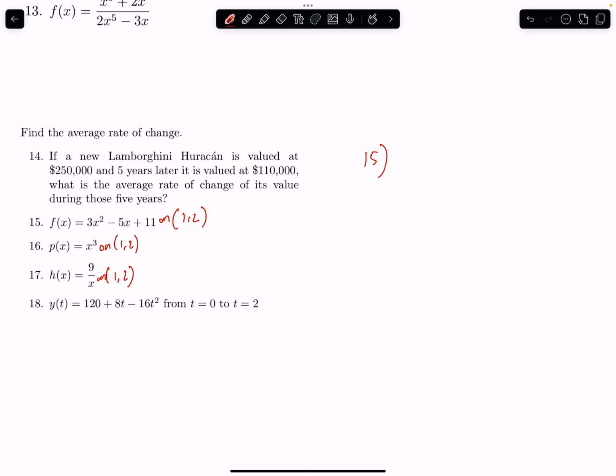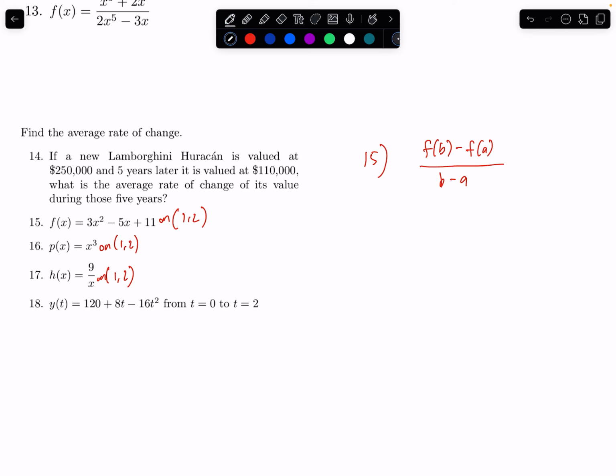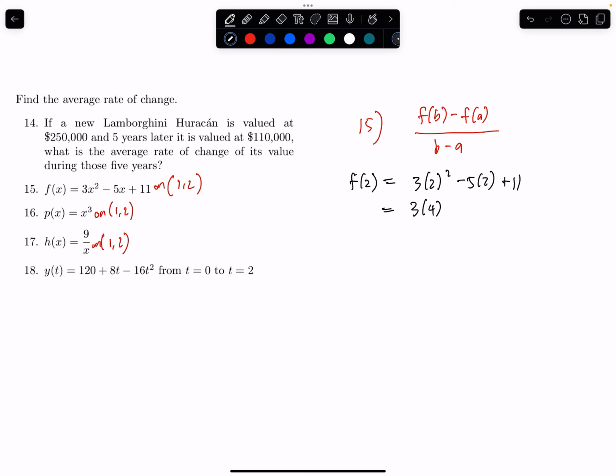Let's do 15. So how do we do this? Well, we're using this idea: f of b, the ending point, minus f of a divided by b minus a. So in this case, what is f of b? Well, that would be f of 2, which is 3 times 2 squared minus 5 times 2 plus 11, equals 3 times 4 minus 5 times 2 plus 11, which is 12 minus 10 plus 11. 12 minus 10 is 2, plus 11 is 13. So that's the f of b. This part is going to be 13.